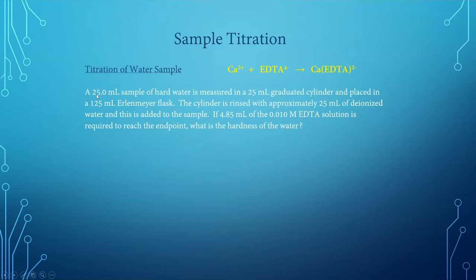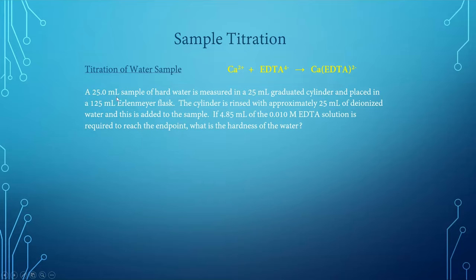We'll start out by measuring a 25 milliliter sample of our hard water in a graduated cylinder, and then we'll transfer that to our Erlenmeyer flask. Because some of the sample will be left behind in the cylinder, we'll go ahead and rinse the graduated cylinder with some deionized water and add that to our flask as well. And now the entire 25 mil sample should be in the Erlenmeyer flask and ready to titrate.